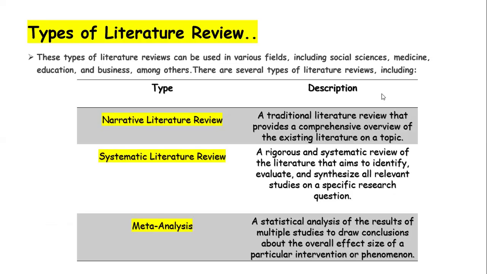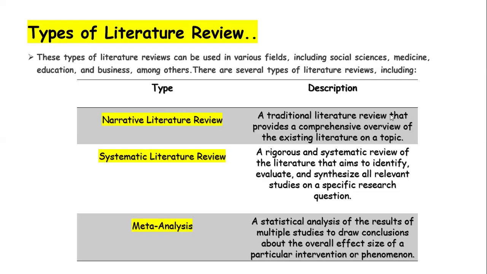So moving next, we are now moving towards different types of literature review. There are different types of literature review, and we can use these types in various fields, including social sciences, medicine, education, and business, among others. There are several types of literature review, but the ones I am discussing with you are the main ones. First of all, there is a type of literature review called the narrative literature review.